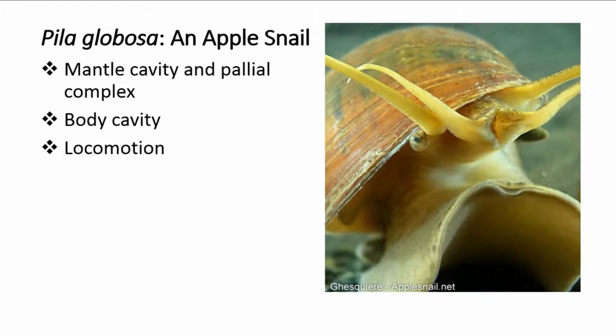We call it the sole. Here the foot contains the sole, which is applied to the substratum for creeping. And this foot has two parts actually, anterior and posterior. The anterior part is called the propodium and the posterior part is called the metapodium. This propodium and metapodium act for the purpose of creeping during locomotion.